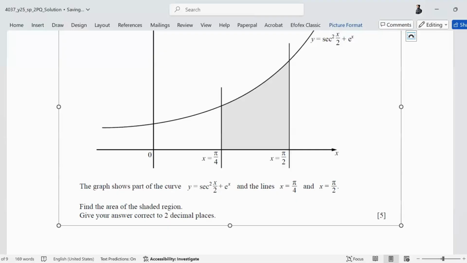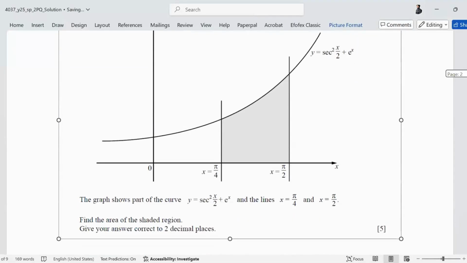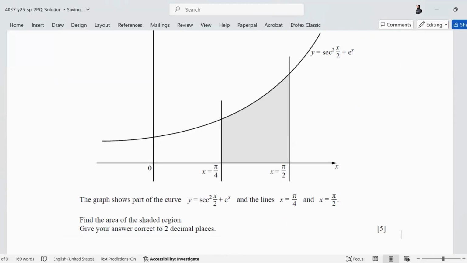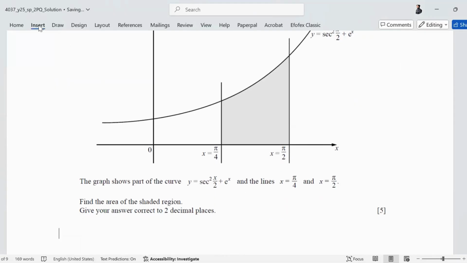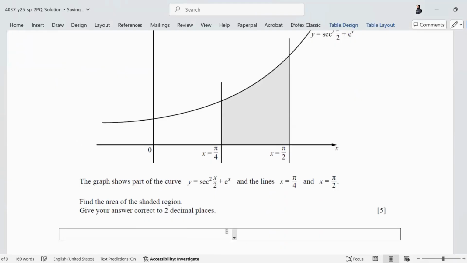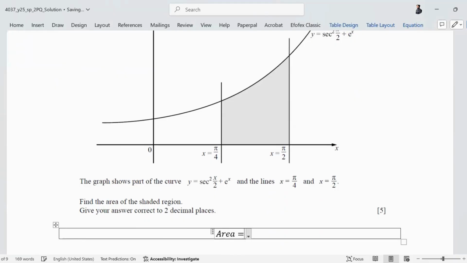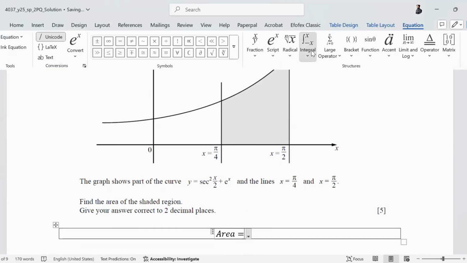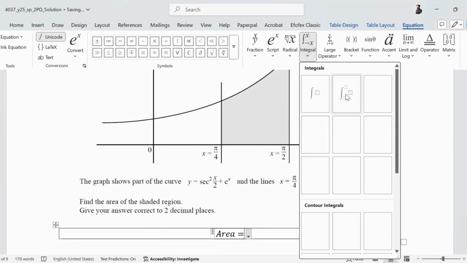Moving on to question number 3. We have a curve which is y is equals to 6 square x upon 2 plus e to the power x. And we need to find the area of this shaded region. So it's a very easy approach. Area is found by integrating the equation of the curve and applying the limits, the upper limit and the lower limit. Everything is provided. So all I need to do is write the definite integral.